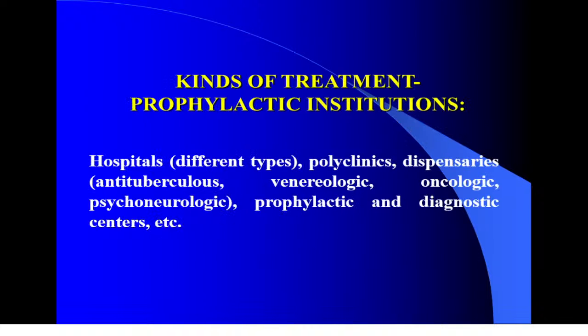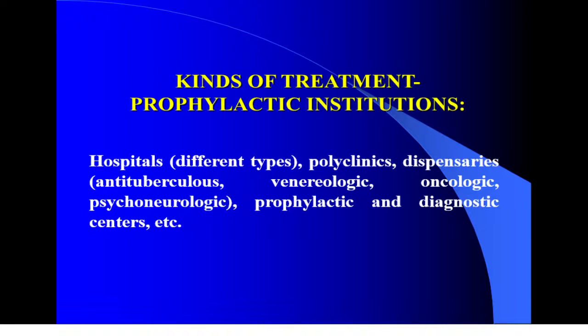What are the kinds of treatment and prophylaxis institutions? First of all, it's hospitals. Hospitals may be of different types, for example, regional hospital, city hospital, hospitals of a certain specialty, for example, a cardiovascular hospital, or antituberculosis hospital, or children's hospital, and other types.